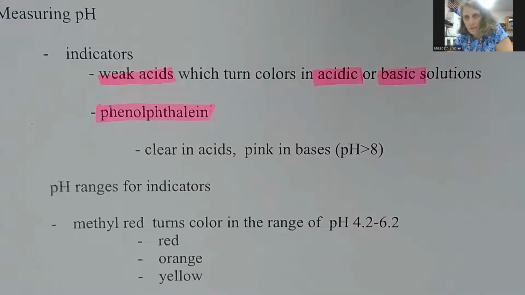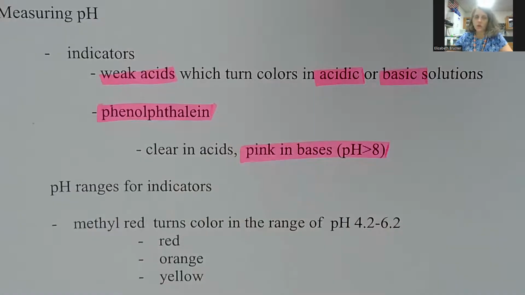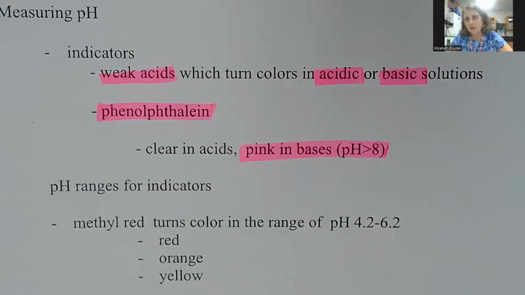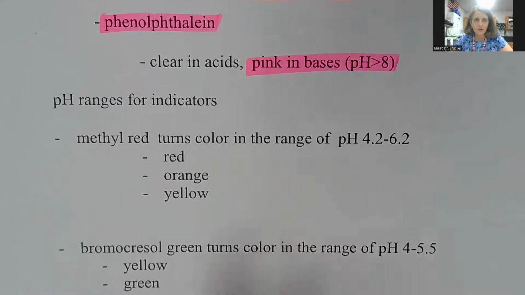And we'll be using phenolphthalein in a titration later on. Phenolphthalein will turn pink in bases, but it'll be clear in acids. So that's the most common indicator that you're going to see, but there's a few other ones that we're going to use in the lab and in a couple of other practice problems.